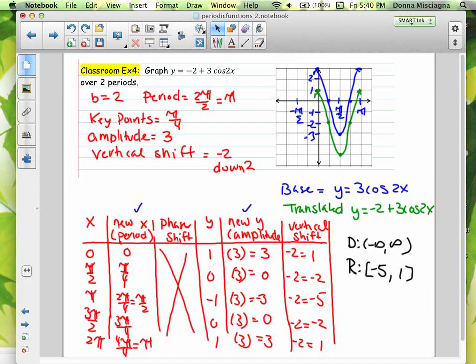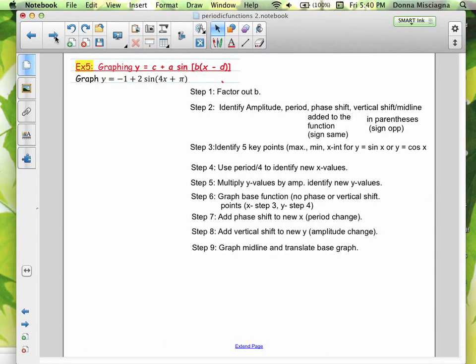Not bad, huh? So the next podcast, which I'll come back and do tomorrow, is just for you. We've got everything. Look at this. We've got a vertical shift. We have an amplitude change. We have a period change and a phase shift, and we got to remember to factor out B. So I have put here a handy dandy list of all the steps you could ever want or need for graphing when you've got all this stuff. And look how far you've come. You're going to be able to graph y equals negative 1 plus 2 sine 4x plus pi. Bet you never thought you could do that, but you can.